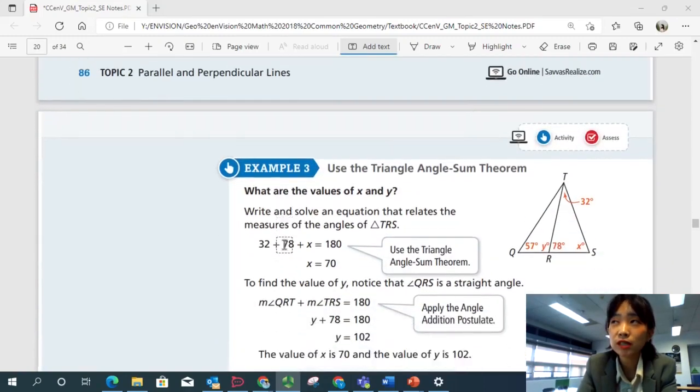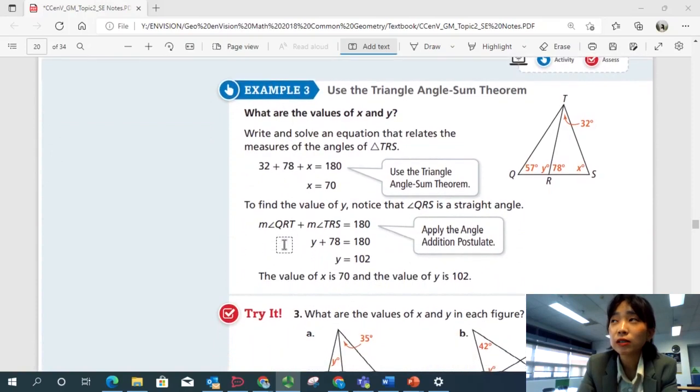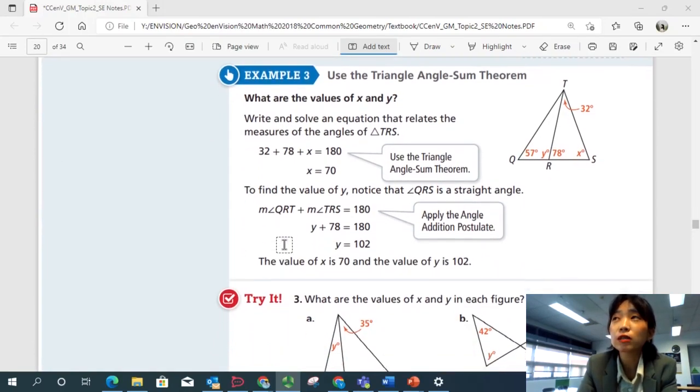Let's look at example 3 on the next page. You're going to use the triangle angle sum theorem. How do we use it? How is it going to help us solve problems? What are the values of x and y? What if we have angles that are unknown and we want to figure that out? You're going to write and solve an equation that relates the measures of the angles of the triangle TRS.